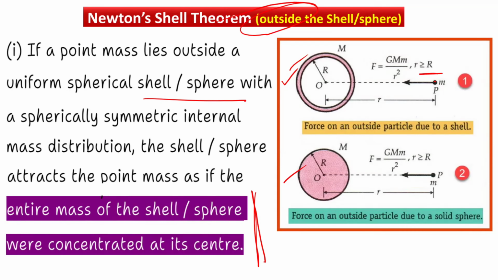So this is the main logic. Accordingly, we can find out the expression. As you can see in this diagram, F is equal to G capital M into small m upon r square, where r is greater than or equal to R. Similarly, in case of the solid sphere, the same expression holds. Okay, so I think you can understand this.